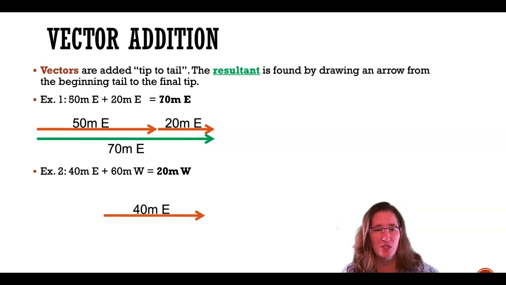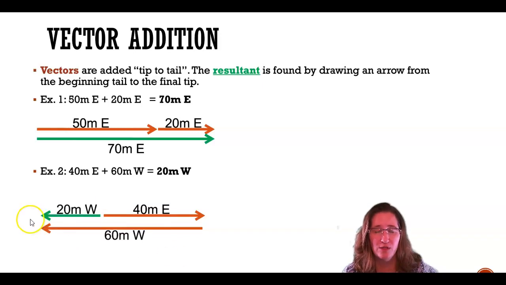So on example 2, I have 40 meters to the east, and I'm going to add 60 meters west. So in this case, I have two different directions. It's important to know where to start your next arrow. So I'm going to go tip to tail again. So here's my tip and here's my tail. I can't just put this tail to tail. I couldn't move this whole arrow and have it up here. That wouldn't make any sense. So I have to go tip to tail. So my resultant starts where my first vector started and ends where my last vector ends.